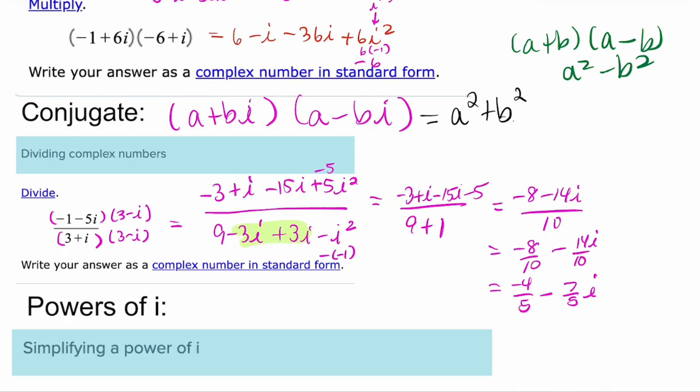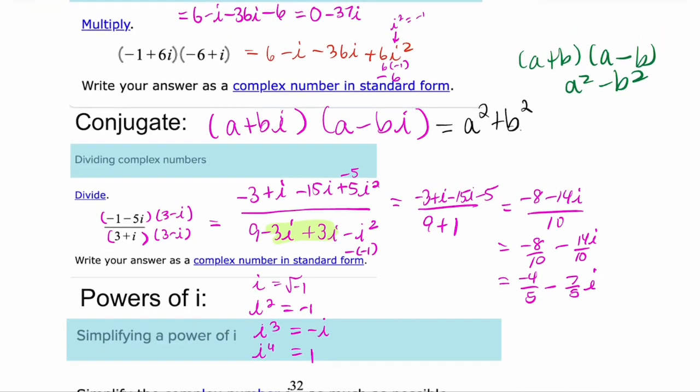Okay, so powers of i, we already talked about, but I want to put them down here. So i to the first is just i. I put my negative in the wrong spot there. i squared is negative 1. i cubed is negative i. i to the fourth is 1. So that pattern is what they're talking about in this next problem, the pattern when we're talking about powers of i.